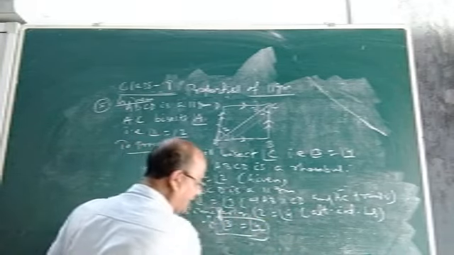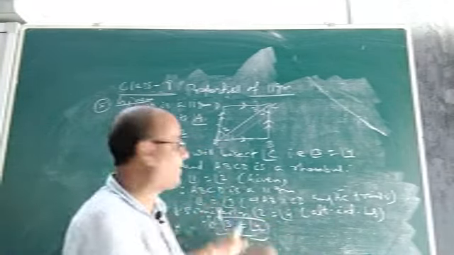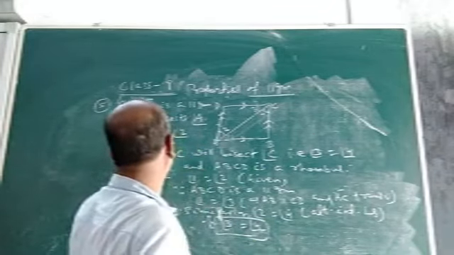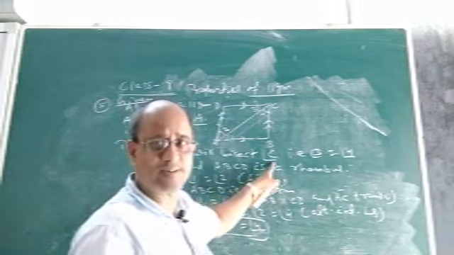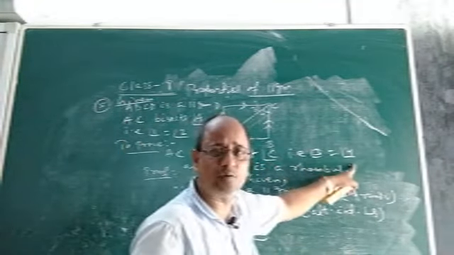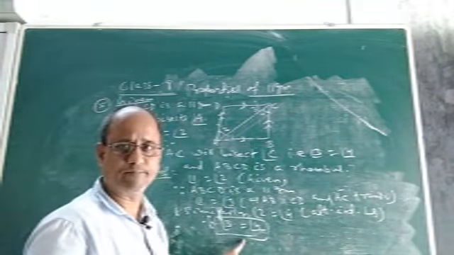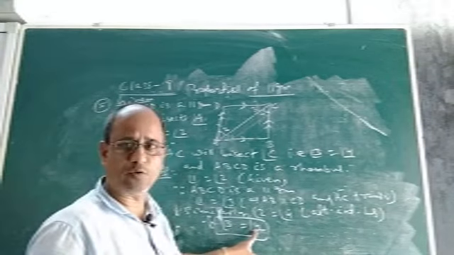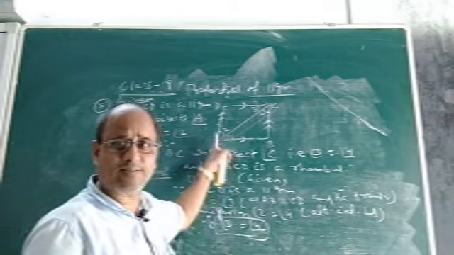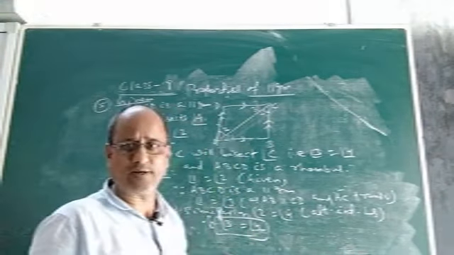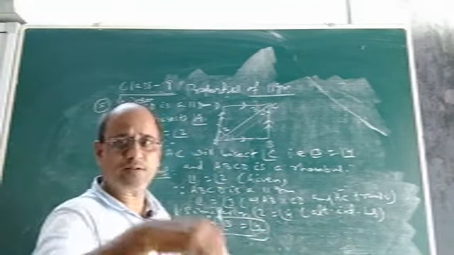So this is what we wanted in the first part. AC bisects angle C, which we wanted to prove, that is, angle 3 equals angle 4. That means the diagonal AC, which bisects one of the angles, also bisects the opposite angle. It is proved. Now the second part.